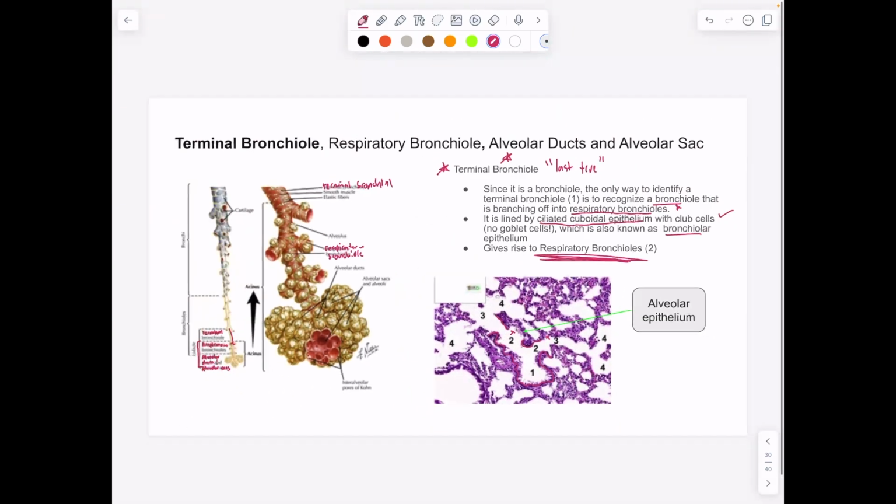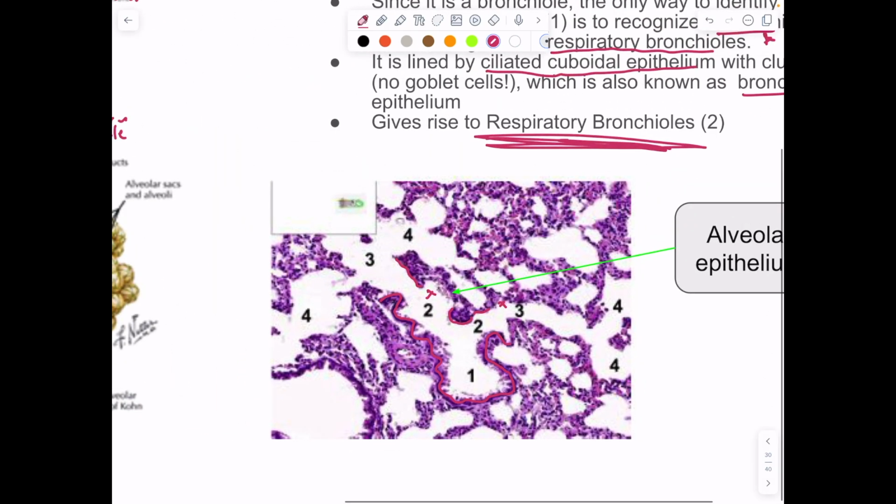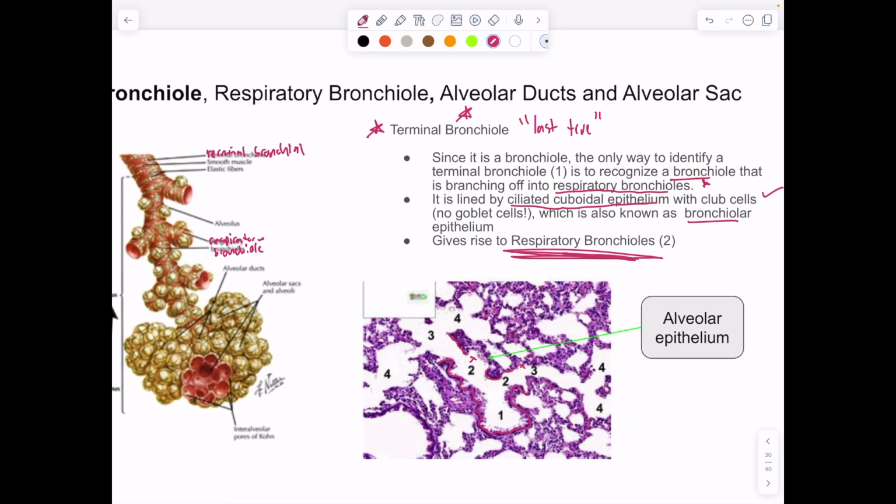So the terminal bronchioles are the last true bronchioles, so that means that its entire epithelium is going to be bronchial. Here you have a case where you have a mix of bronchial epithelium, and then you have, these are alveolar epithelium. So this guy right here and this guy right here that have these outpouchings are going to be respiratory bronchioles, and this guy that has purely bronchial epithelium is going to be the terminal bronchiole.